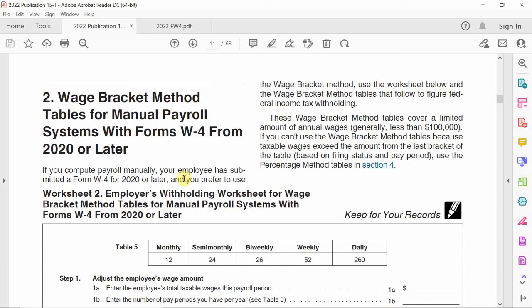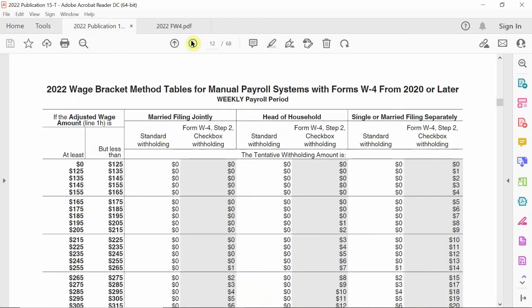So anybody who submitted a W-4 form prior to 2020 can still continue using that W-4 form. However, the calculation is going to be different, because you only submit a new W-4 form to the employer if some life-changing incident has happened to you and you need to change your information. So that's the criteria there.